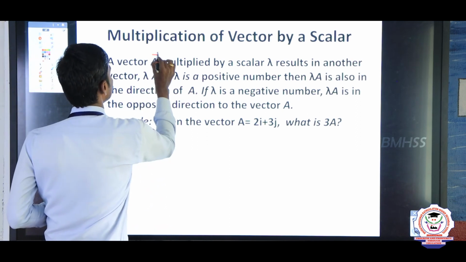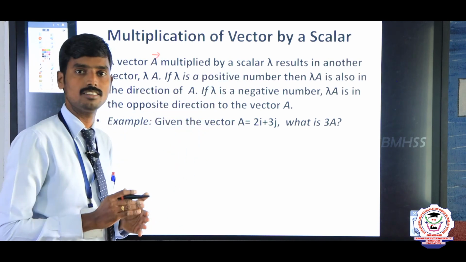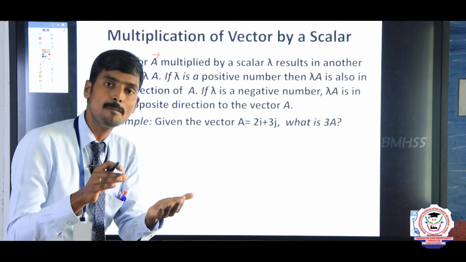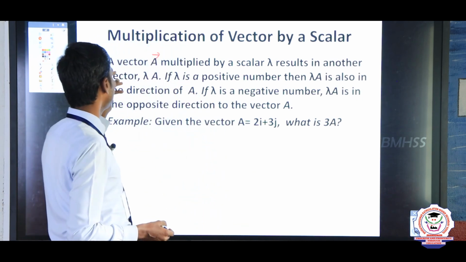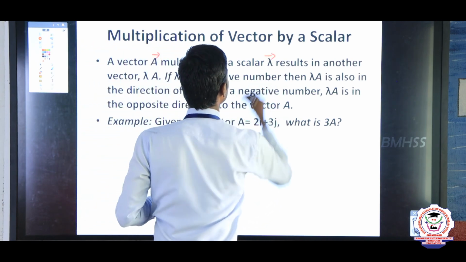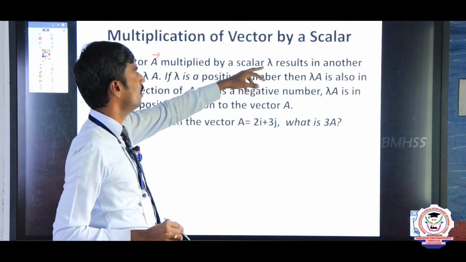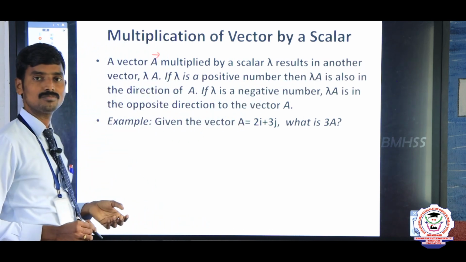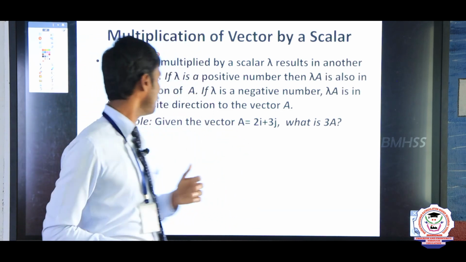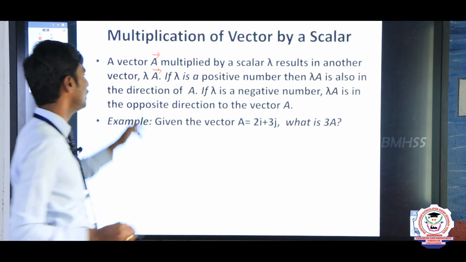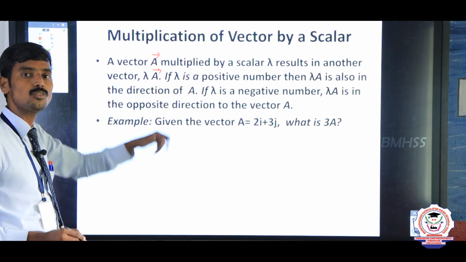Let us consider a vector A multiplied by a scalar. One vector multiplied with a scalar quantity. A vector quantity possesses magnitude as well as direction, but a scalar quantity possesses magnitude only. There is no direction. So a vector quantity multiplied by a scalar quantity, lambda, we get the result only as a vector quantity, which means lambda into A vector. Lambda is a scalar quantity, A is the vector quantity. One vector quantity multiplied with a scalar quantity, we get the answer only as a vector quantity.